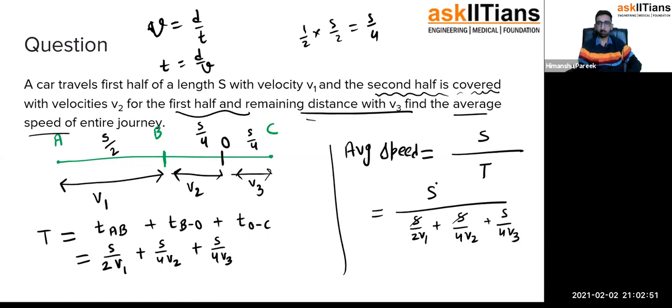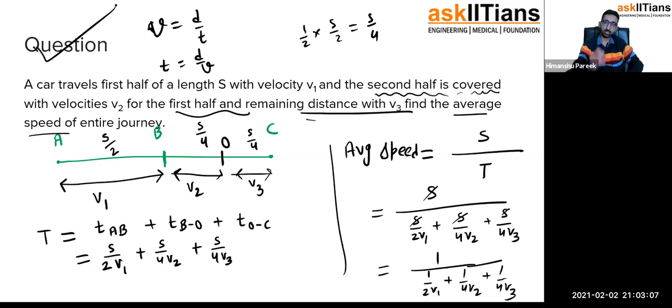S will get cancelled out from every term. And what you will be getting? Average speed equal to 1 by 2 V1 plus 4 V2 plus 4 V3. That's it. That is the final answer. It's a good question. It's confusing sometimes, but it's a good question.